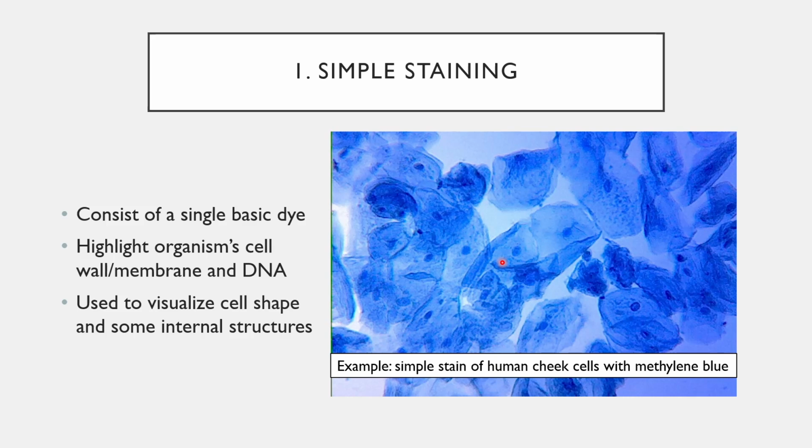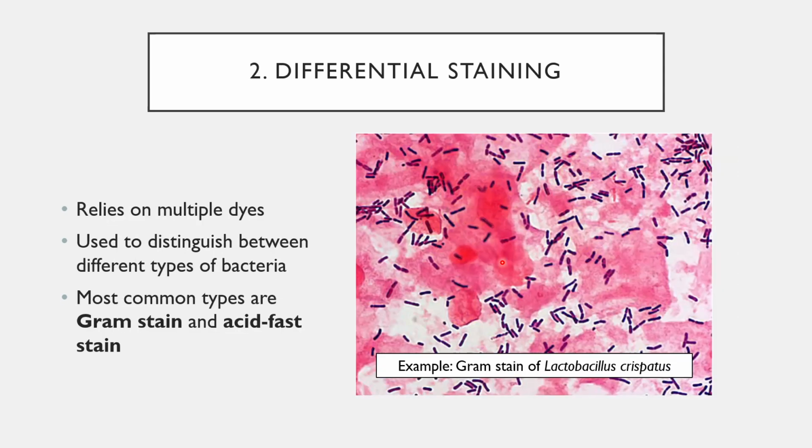Beyond simple staining, a more complex way to apply stains is in something called a differential stain. A differential stain is exactly what it sounds like. It relies on multiple different colored dyes that can be used to distinguish or differentiate between different types of bacteria, hence the name differential stain.